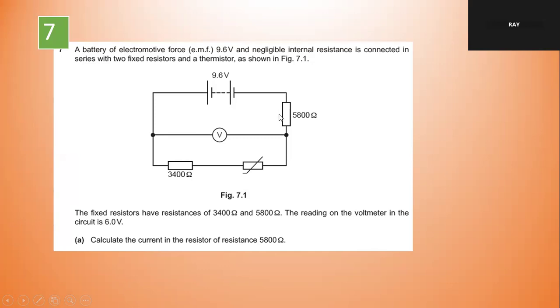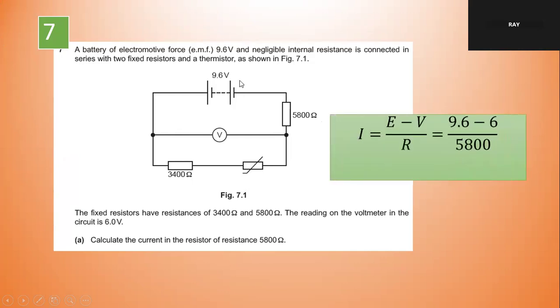Okay, no internal resistance. So calculate, E minus V. V is across here. There's a current through here. E minus V is the potential across here. Divide by that resistance. Then you get the answer. Can. Anything? Yeah. Okay.